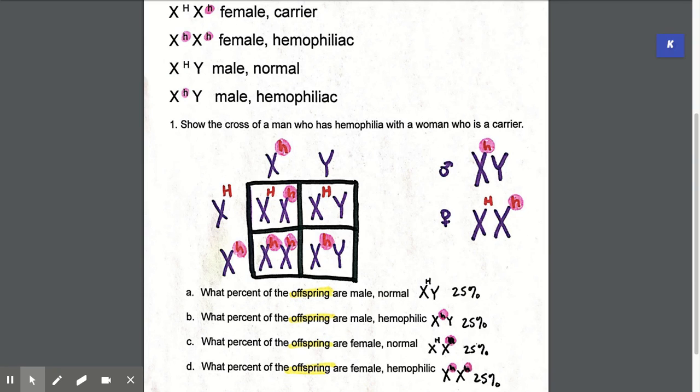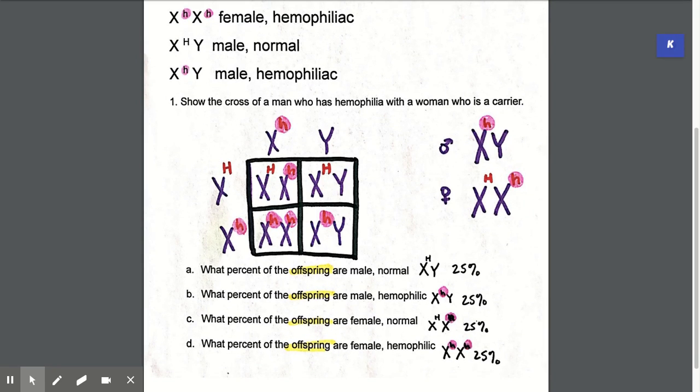Now, once we have our Punnett square complete, again, these are the offspring. This is what we're interested in. And note, this side, these are female. This side, these are male offspring. So make sure you're paying attention to that as you're looking at what the question is asking you for.